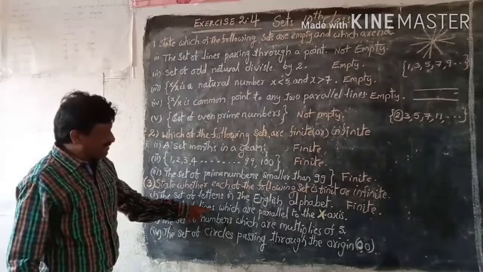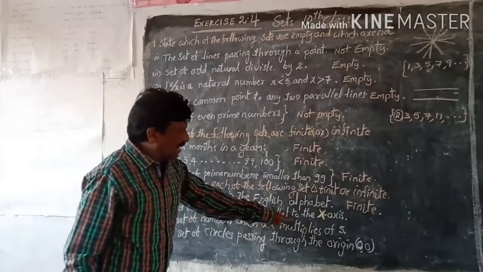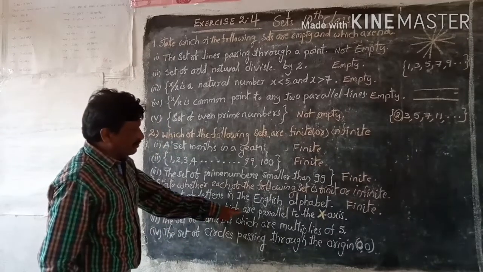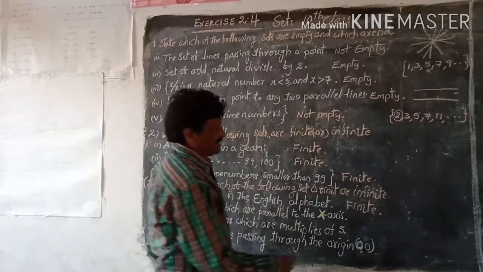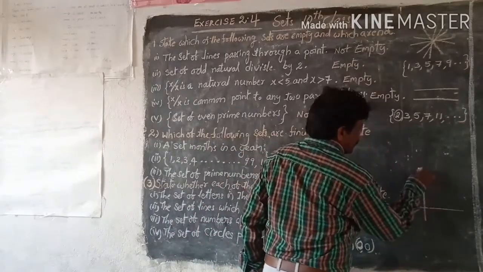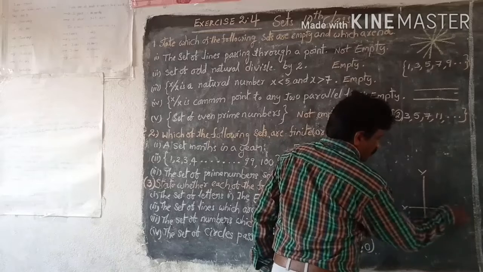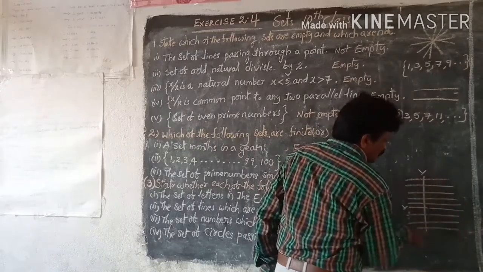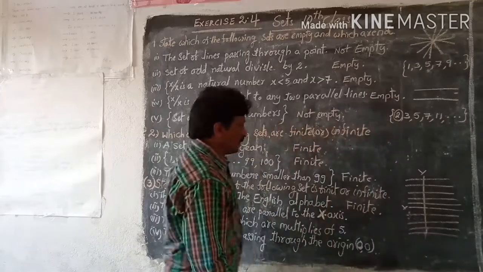The set of lines which are parallel to the x-axis. There are a number of parallel lines. Uncountable. So infinite.